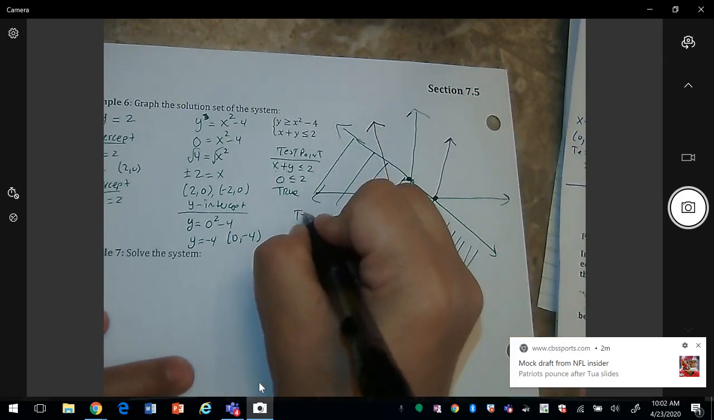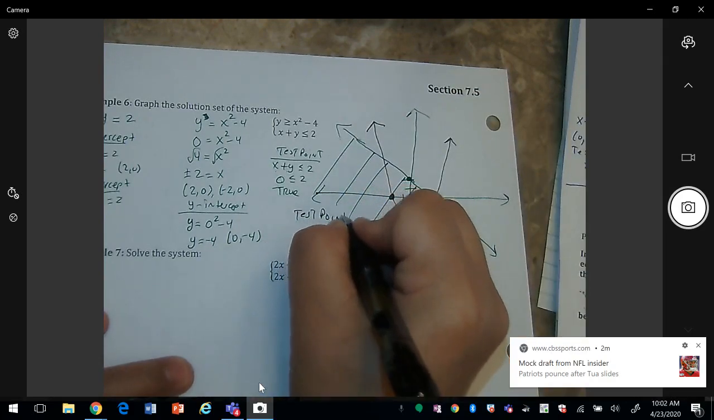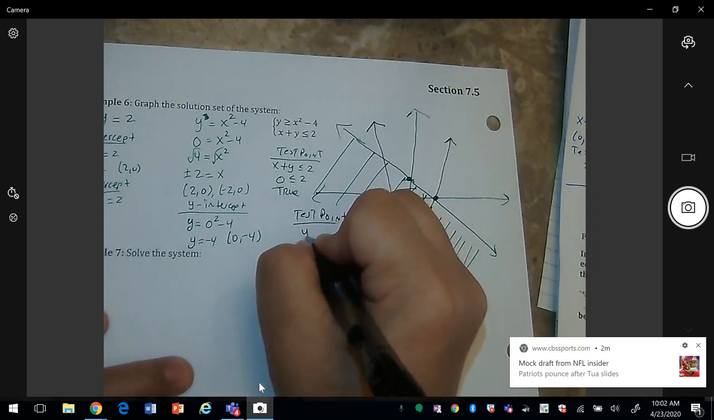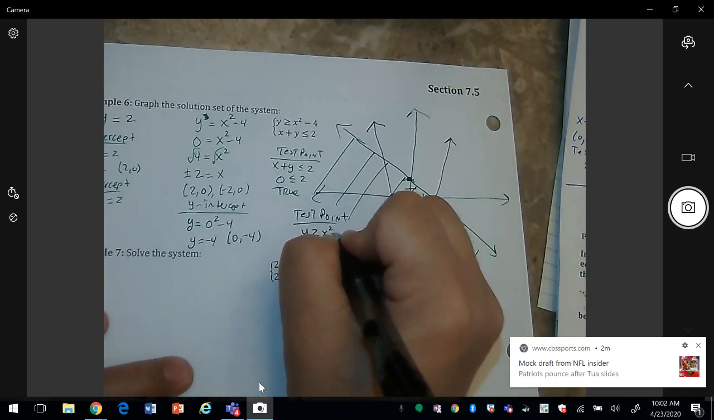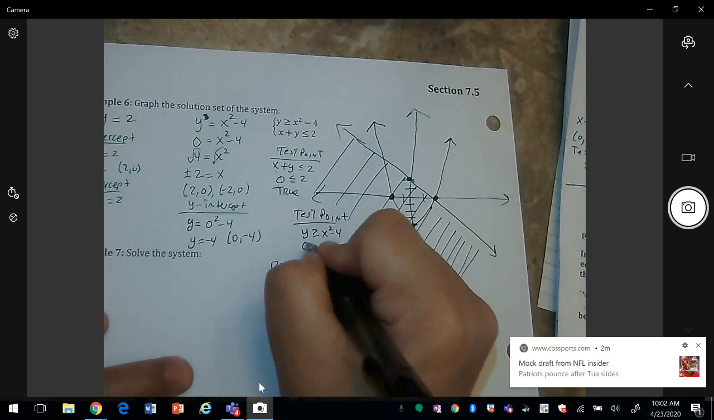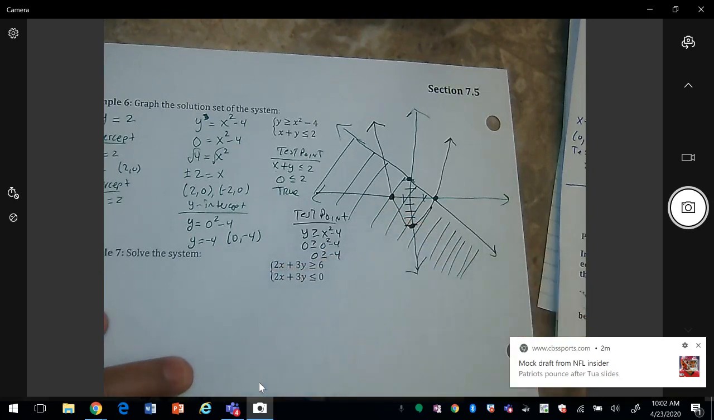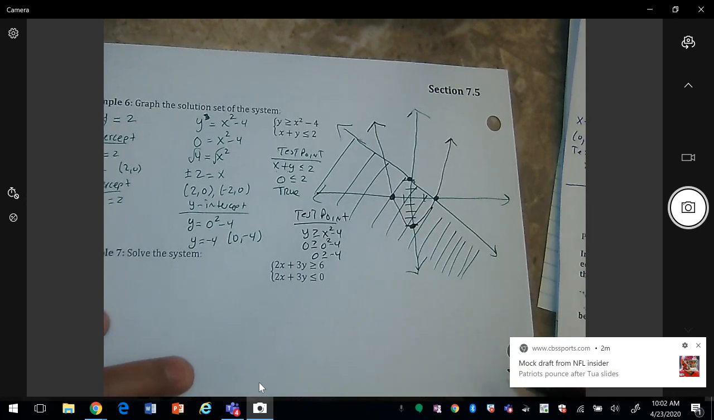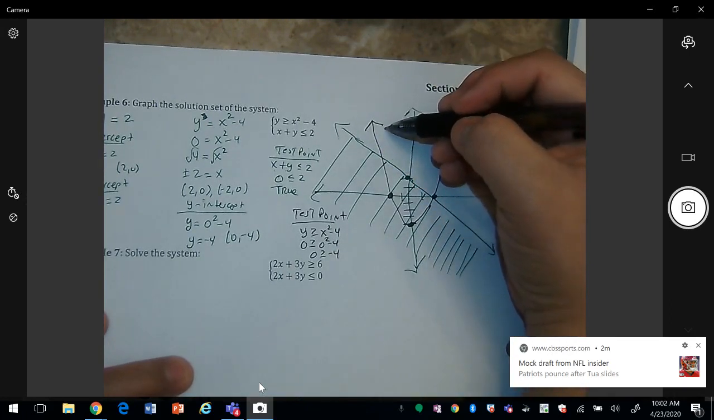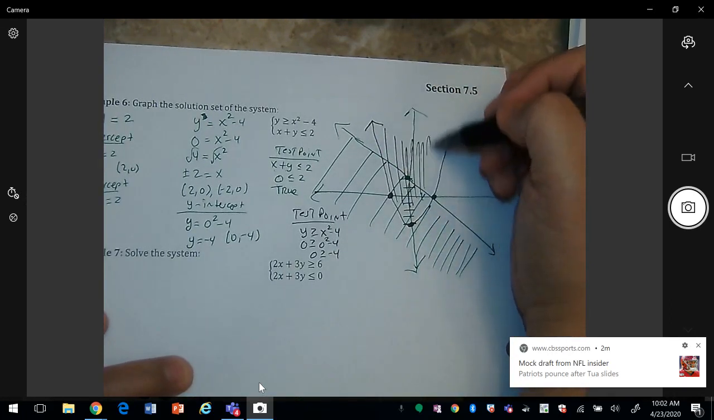We need a test point for y is greater than or equal to x squared minus 4. I can use 0, 0. So we get 0 is greater than or equal to negative 4. That's true. So we're going to shade inside of this parabola.